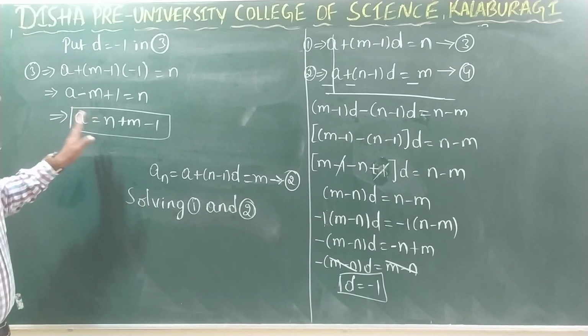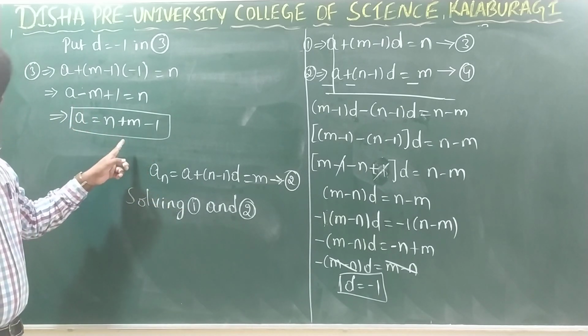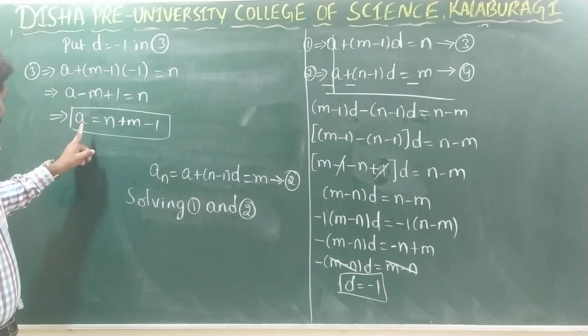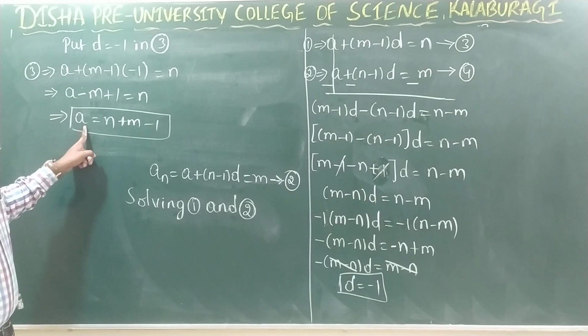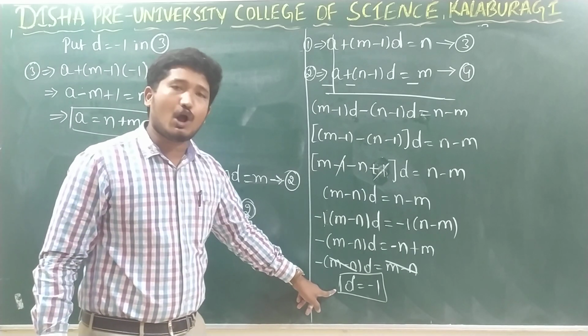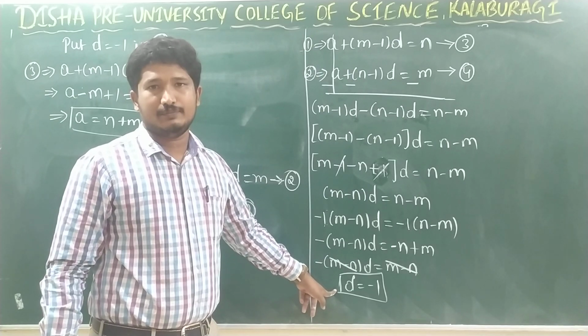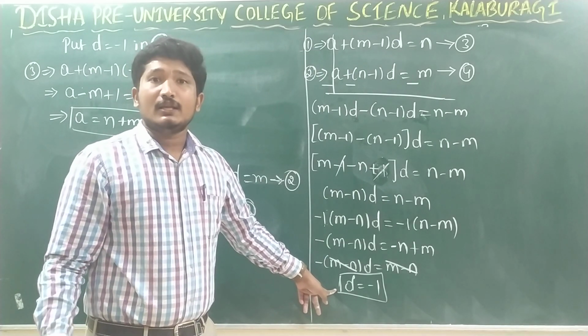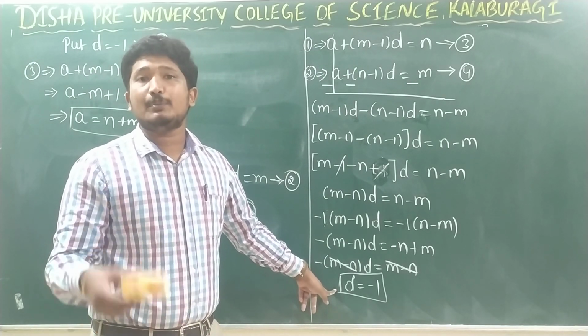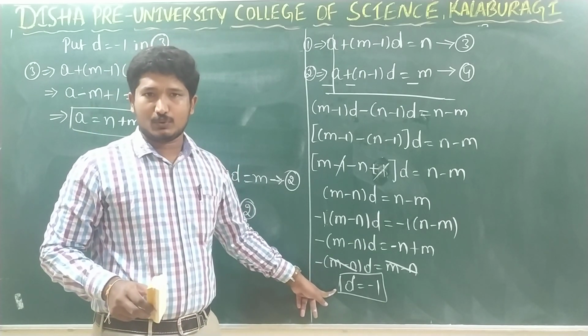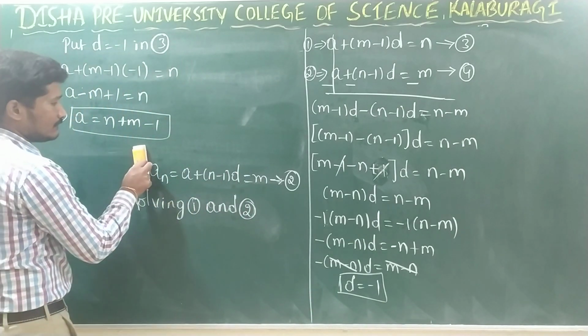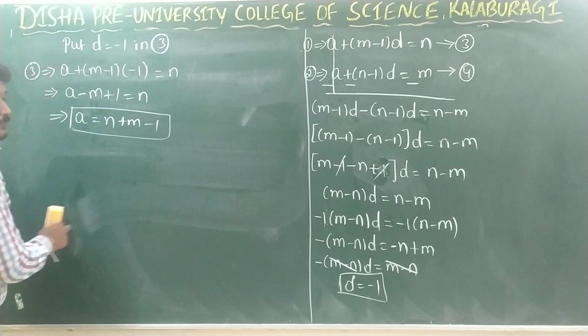Right? So you understood how to get the value of d as well as a. Now, you have the first term of the arithmetic progression and you have the common difference of the arithmetic progression. What you want to find? You are supposed to find the pth term of the arithmetic progression. So what will be your pth term?